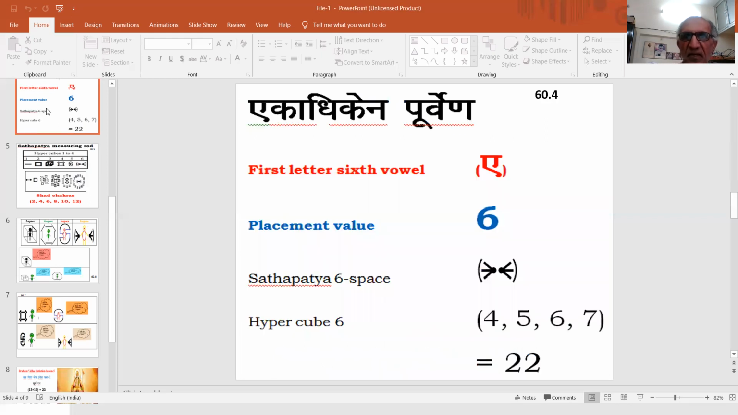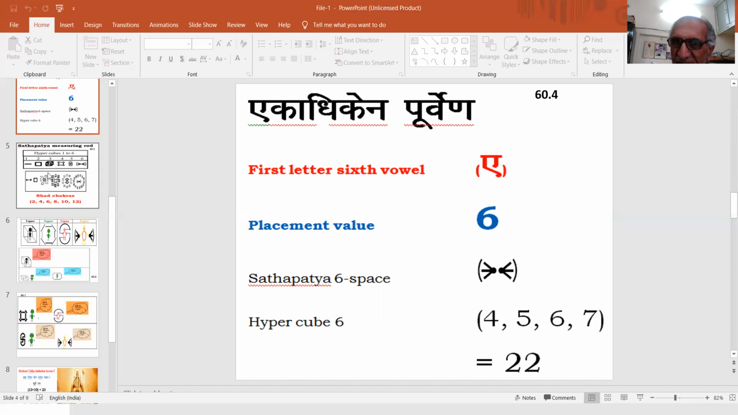As such, when we shall be initiating ourselves parallel with the processing steps of Ganita Sutras, then naturally and certainly we have to begin with the very first letter of the text of Ganita Sutras and upsutras. The first letter is the sixth vowel, A. The placement value of the sixth vowel in the range of vowels is 6.